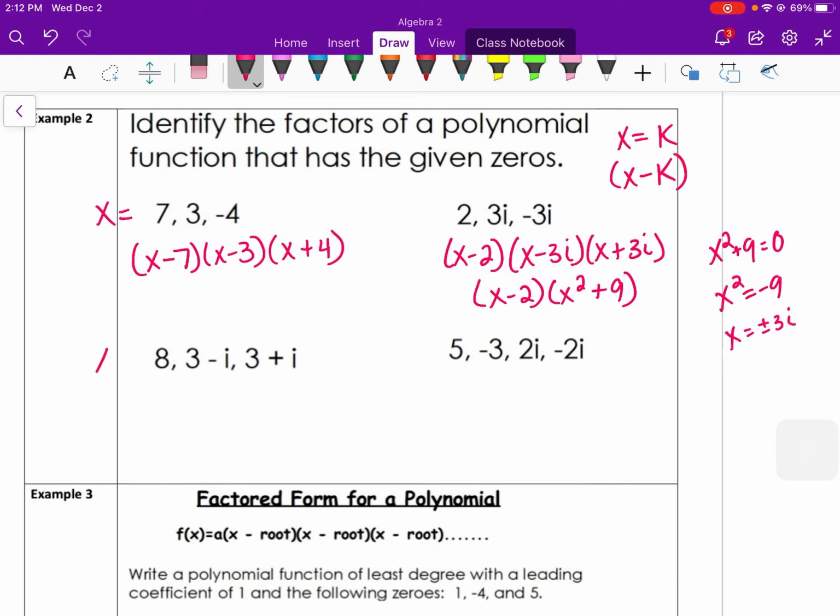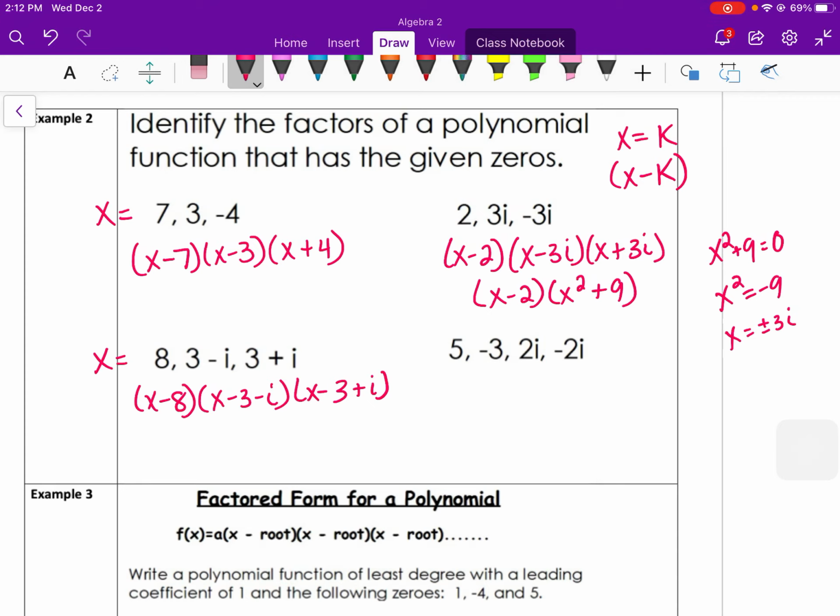So for this one, if you got the answers of 8, 3 minus i, and 3 plus i, then your first factor would be x minus 8, and then you'd have x minus 3 minus i and x minus 3 plus i. Sorry, minus all the time, x minus k.